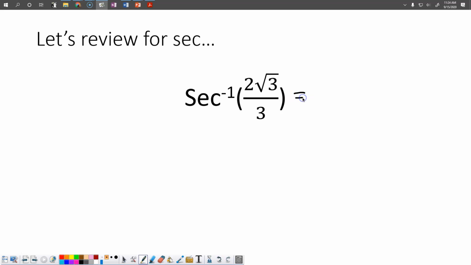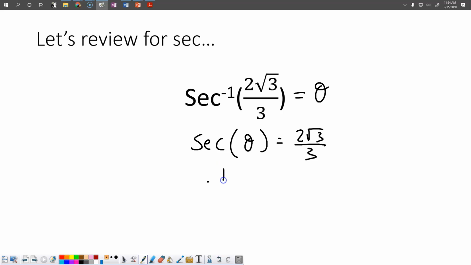So the first step in solving a problem like this would be to set it equal to theta. The next thing would be to rewrite it as a normal secant function rather than as the arc secant function. The next thing is we don't like secant. We like sine, cosine, or tangent. So I'm going to take the reciprocal on both sides, because the reciprocal of secant is cosine.